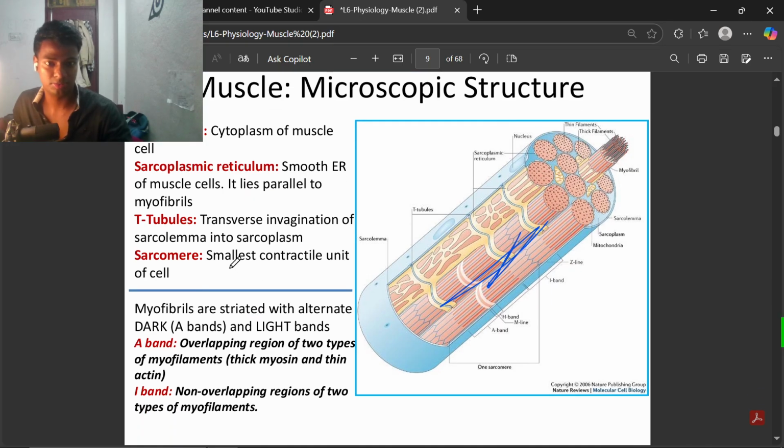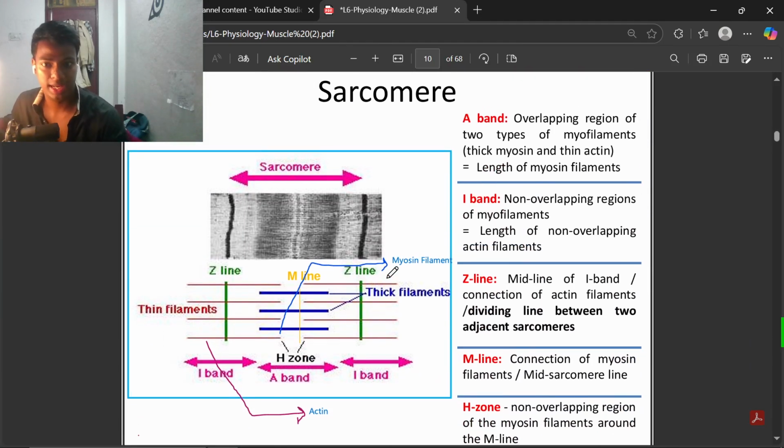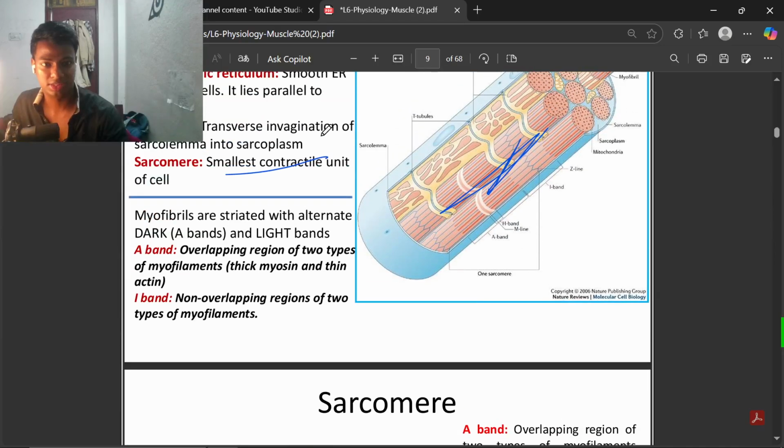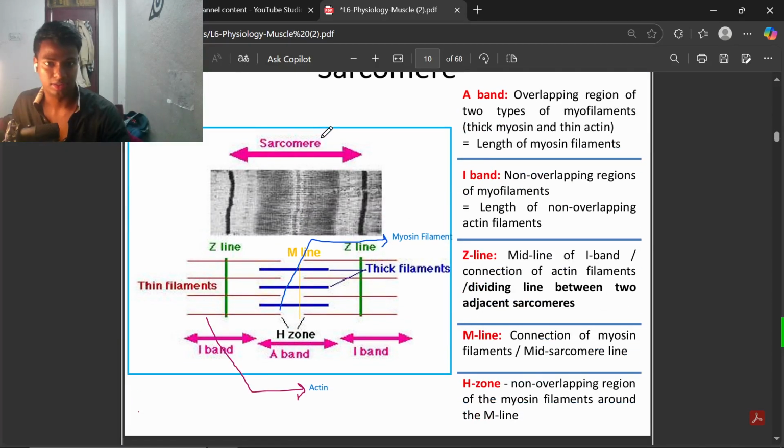This is the sarcomere, the smallest contractile unit of muscle cell. A band, H band, we will study. So this is the complete anatomy of the sarcomere. Sarcomere is the smallest unit of muscle fiber. This is the same pattern that every fiber follows, even smooth muscle also.